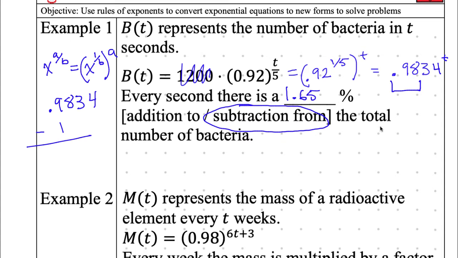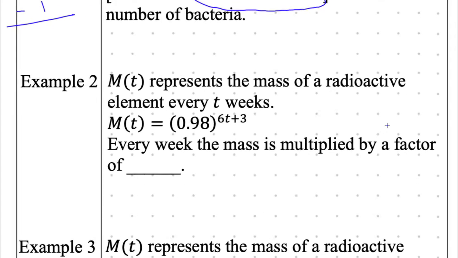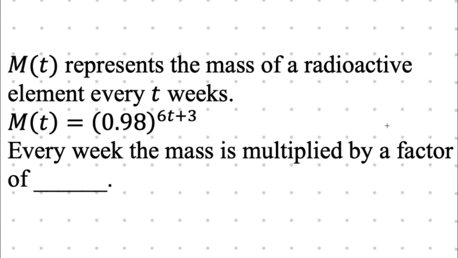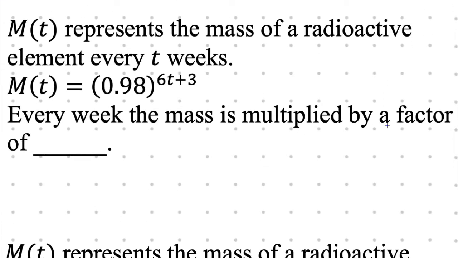Let's try another one. Example number 2. All right, so we have a radioactive element that's decaying probably. Yeah, it looks like it's going to be decay. This is less than 1. And it's happening every t weeks. I need to see what's happening every week. This keyword here, every week.